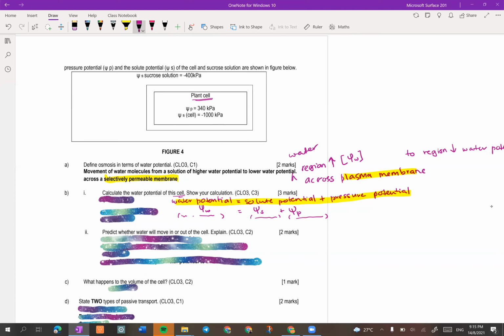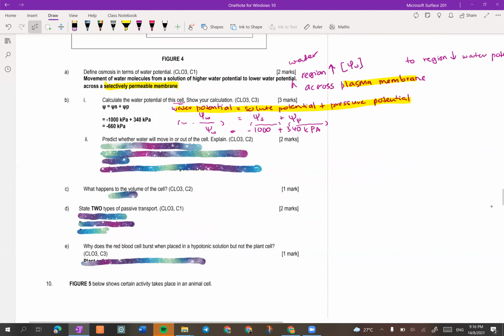Cell ni adalah plant cell. So untuk plant cell ni, water potential kita adalah negative 1000 tambah 340 kPa. Jangan tertinggal ni. Okay, so jawapannya adalah negative 660 kPa. You can use calculator saja sebab calculator boleh bawa masuk dalam you punya exam nanti.